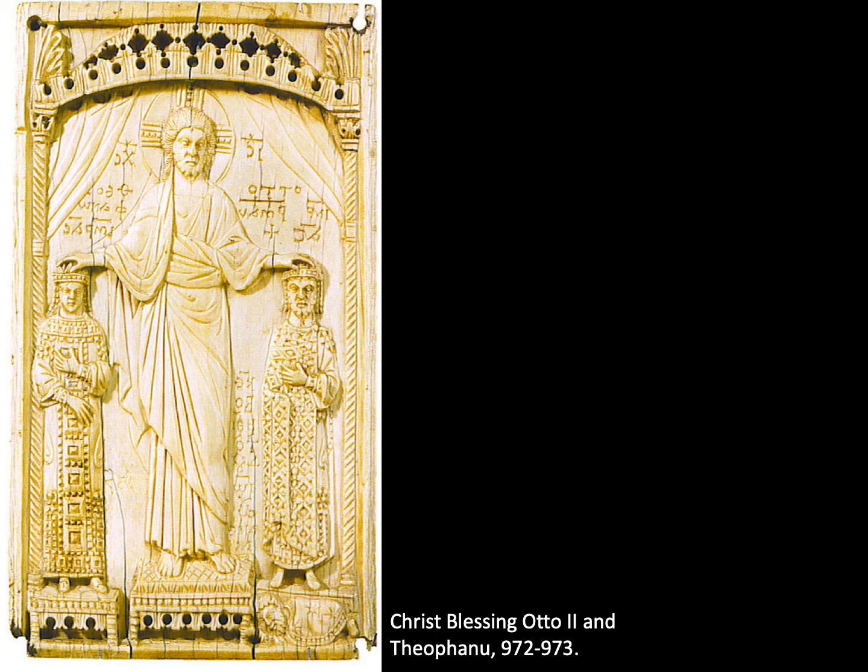You can see that the architecture in the Madberg ivory seems to have Roman influence with the Corinthian columns and the turning spiral columns to the right and the left. You see the highly decorated stools that support their feet. And of course, Jesus is standing on the tallest stool with Theophanu to his right and Otto to his left, I believe.